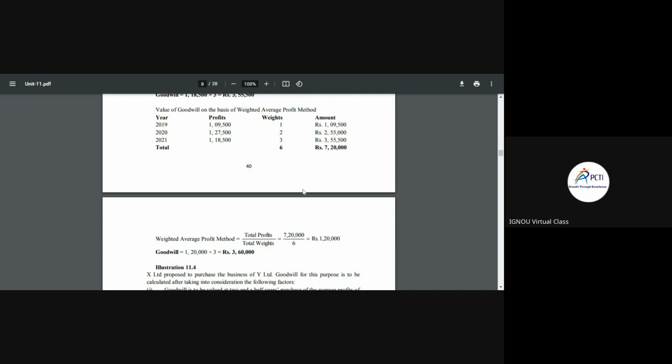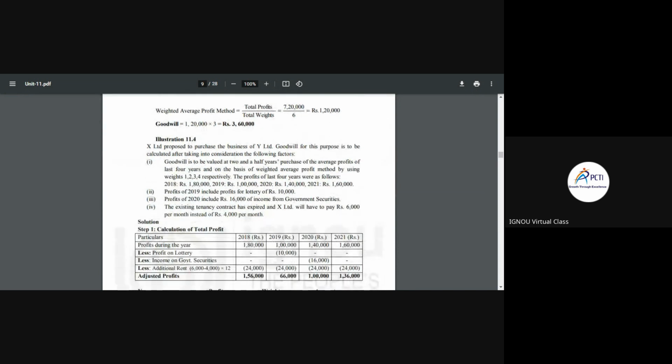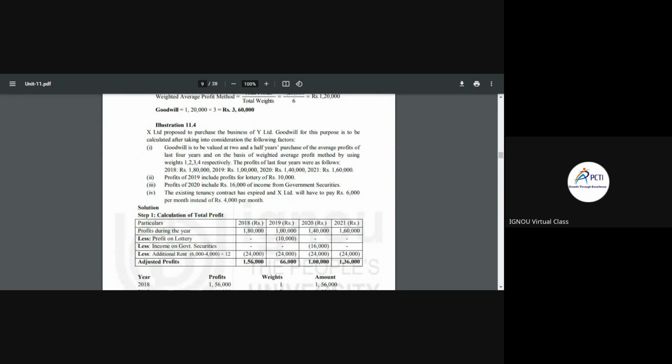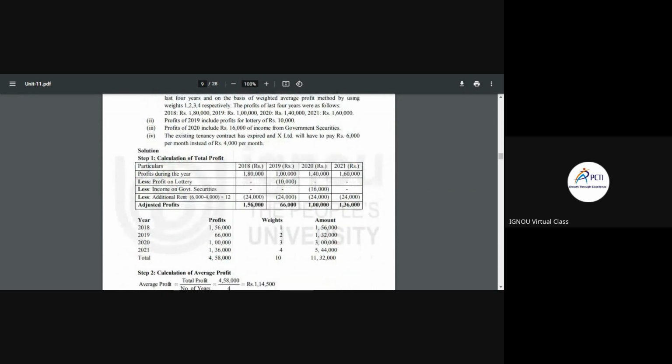So like this, we can calculate the weighted average profit. Here we have one more example in which we have additional information. You need to value goodwill at 2.5 years of purchase of the average profit of the last 4 years on the basis of the weighted average profit method by using the weights 1, 2, 3, 4 respectively, and they give us profit for the last 4 years.